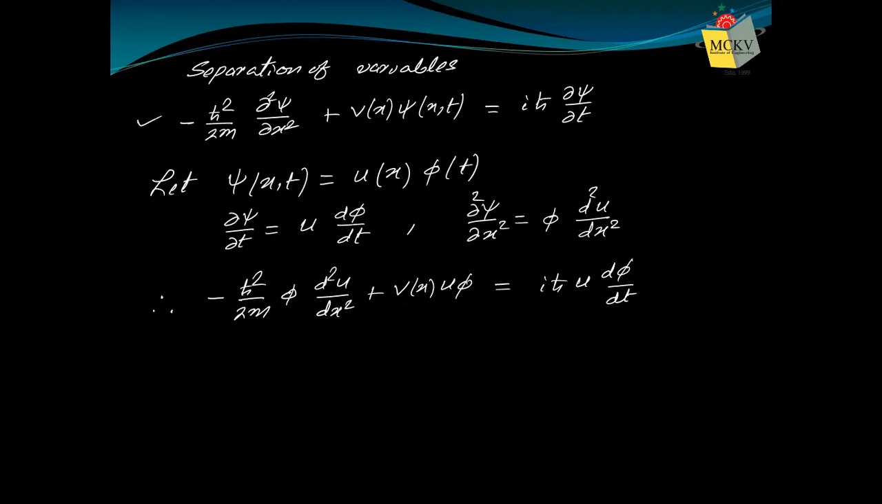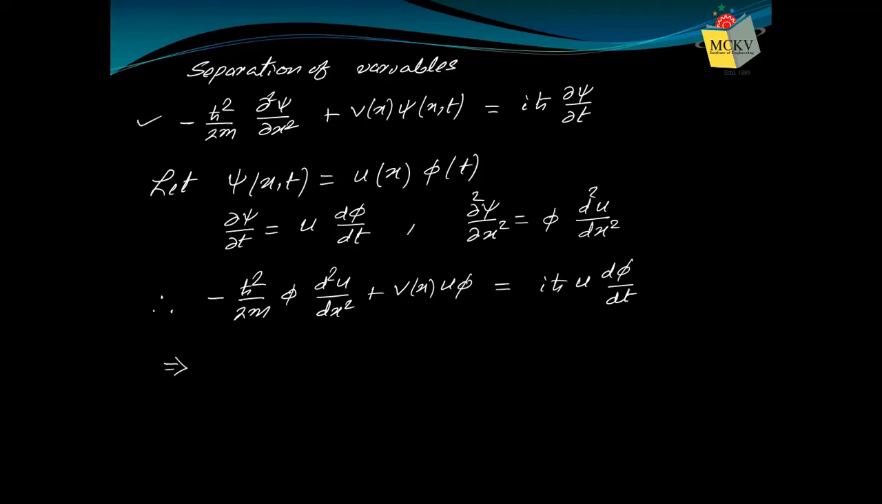Okay. Still they are not separated. Remember, what is our objective? Separate time from space. Now observe on left hand side. u is space dependent. x is there. Phi is time dependent. So mixed. Right hand side also. u, phi, both are present. Space and time dependent. Both are present. So still they are not separated. So what can I do?